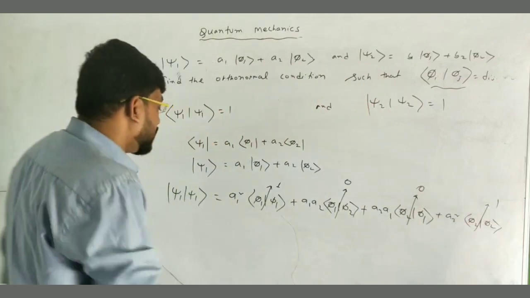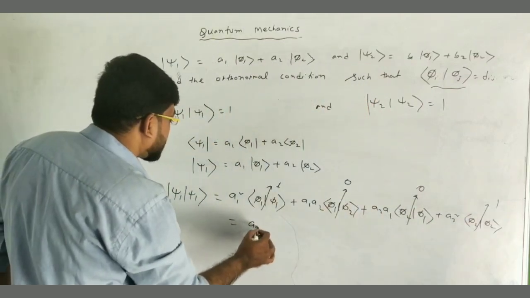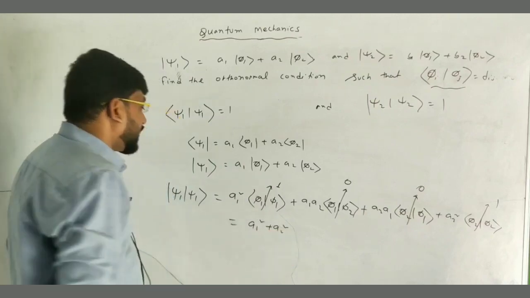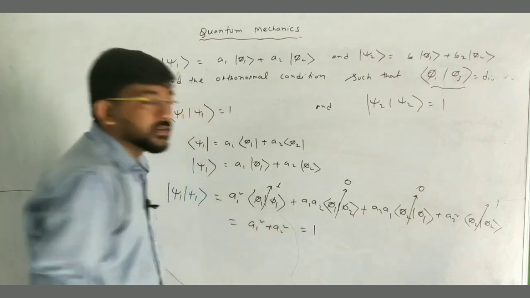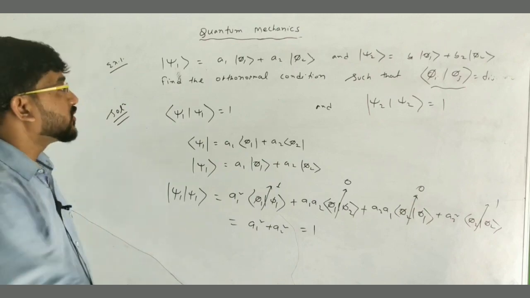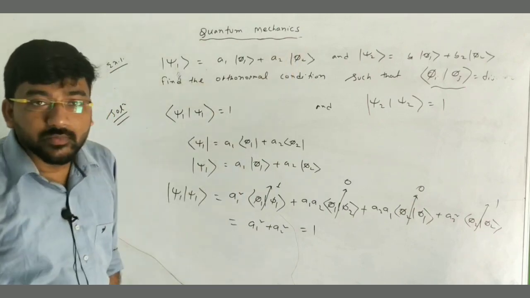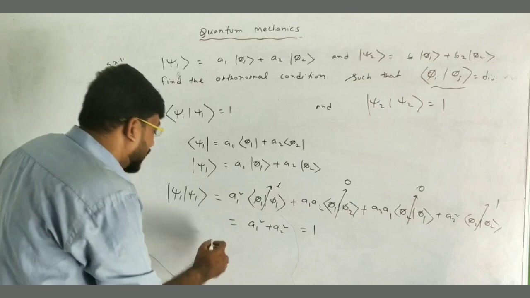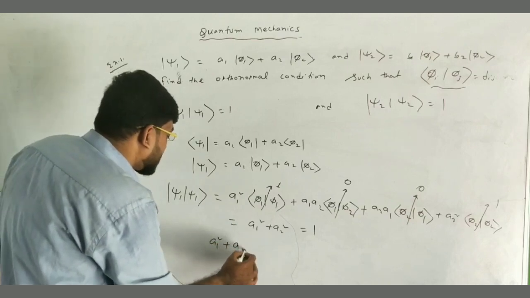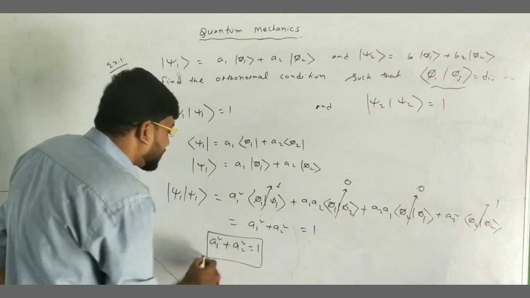So, what you will get is just a1 square plus a2 square, and that will obviously be equal to 1, as this is the normalized condition, because these two vectors are orthonormal. So, the normalized condition will also hold. So, one condition is nothing but a1 square plus a2 square is equal to 1.